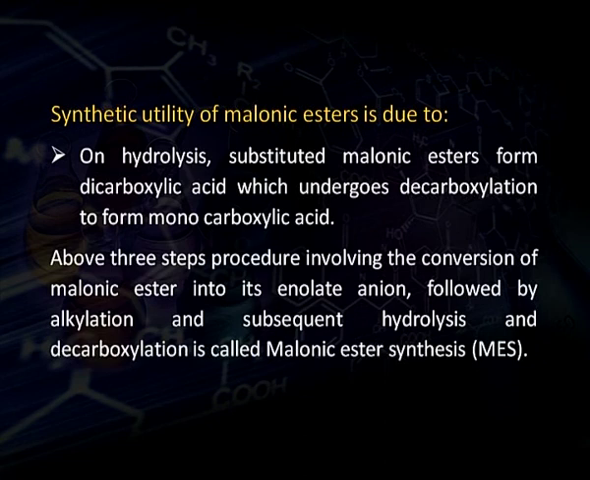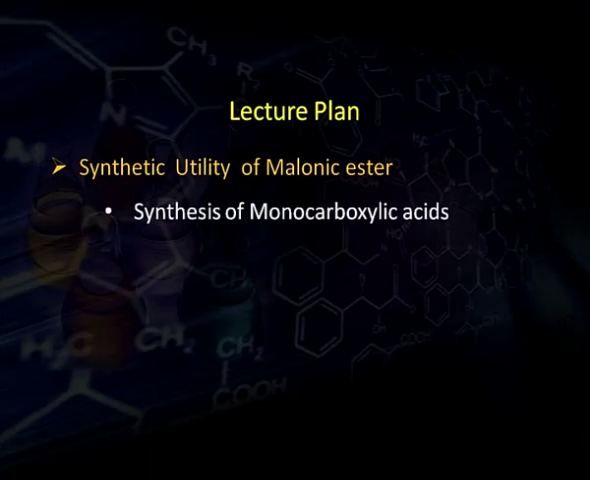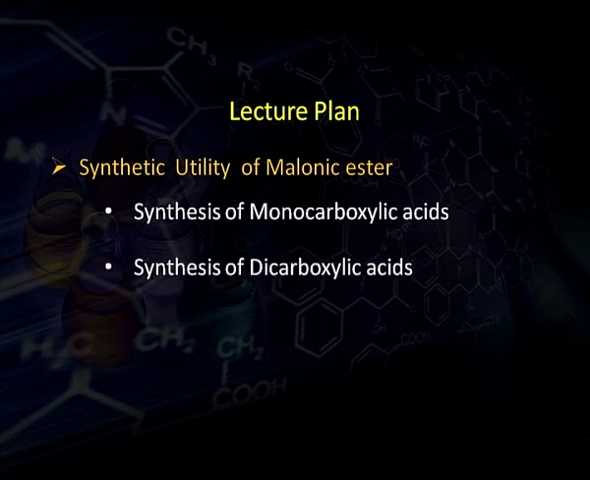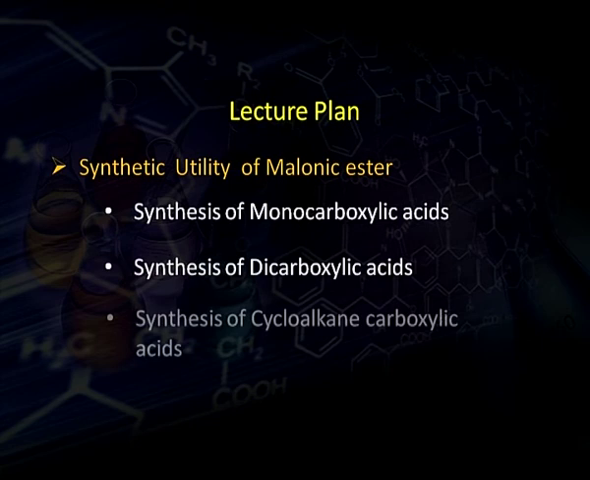About three-step procedures involving the conversion of malonic ester into its enolate anion followed by alkylation and subsequent hydrolysis and decarboxylation is called malonic ester synthesis. Malonic ester synthesis is used for the synthesis of monocarboxylic acids, synthesis of dicarboxylic acids and synthesis of cycloalkane carboxylic acids. Now, we will study the first topic, synthesis of monocarboxylic acid.